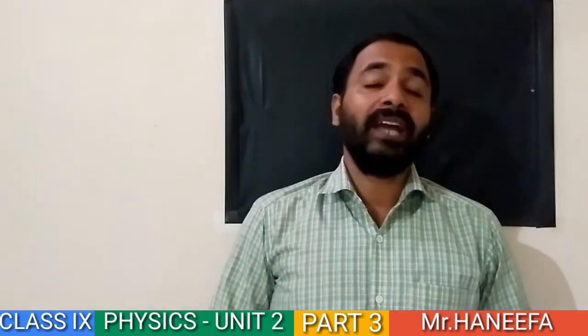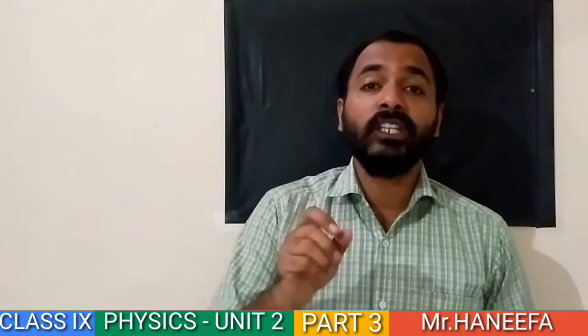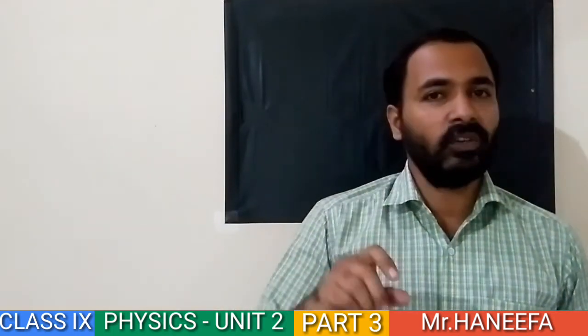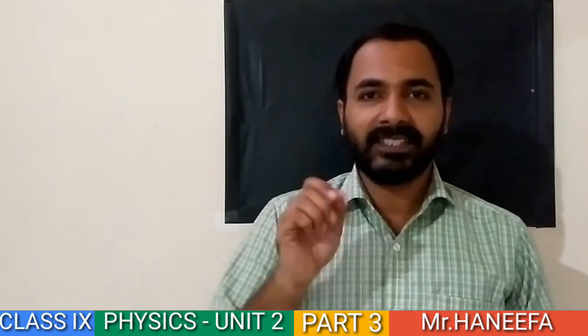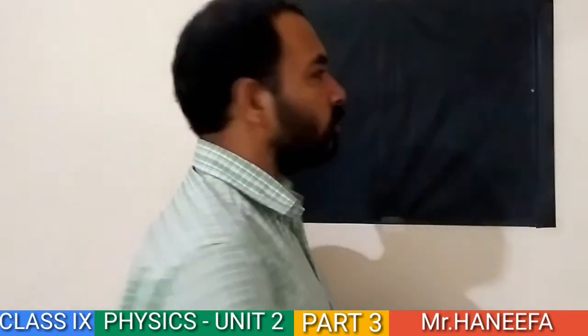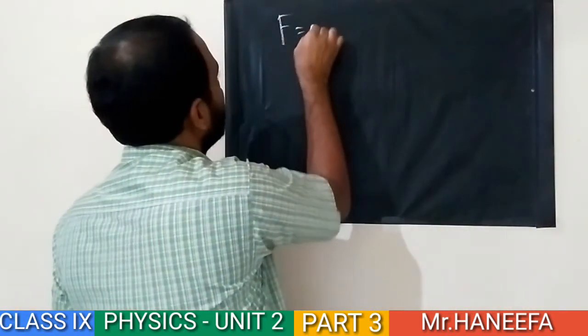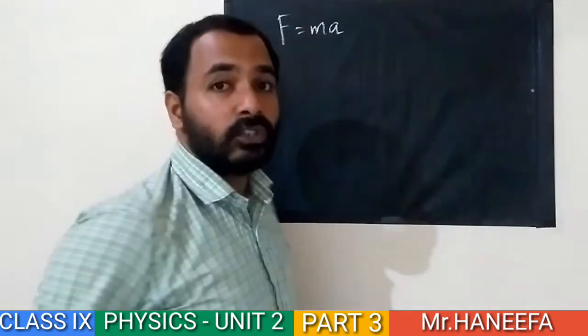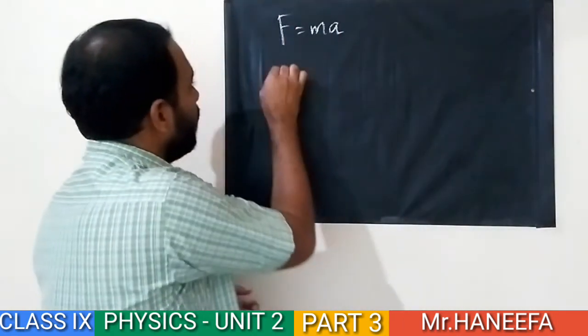Next, we have to explain the unit of the force. So we know the unit of force is Newton. Newton explained the three laws of motion; these three laws are explained by Sir Isaac Newton. So the unit of force is Newton. Okay. So we know F equal to ma.